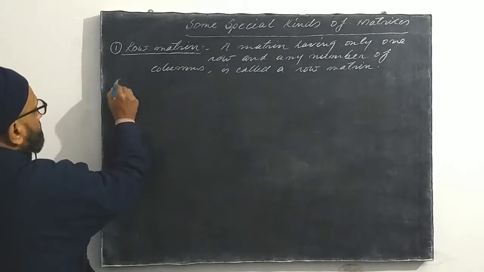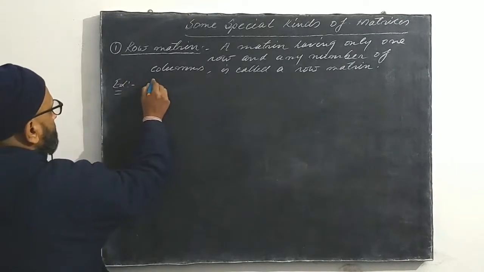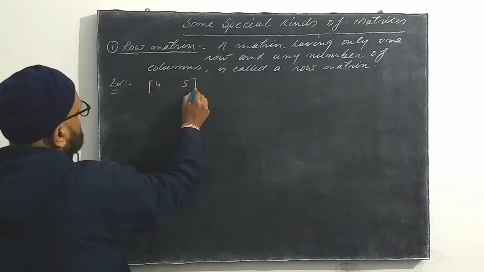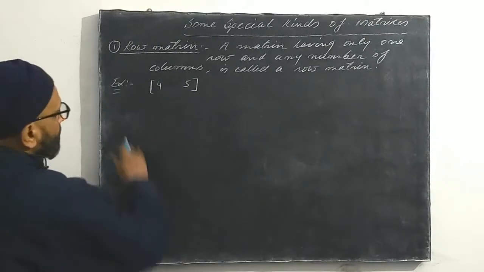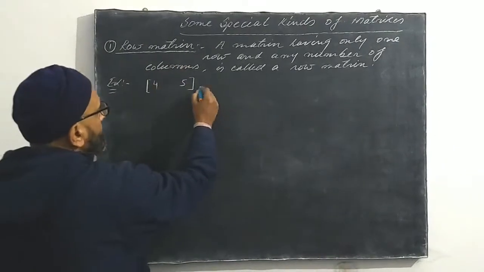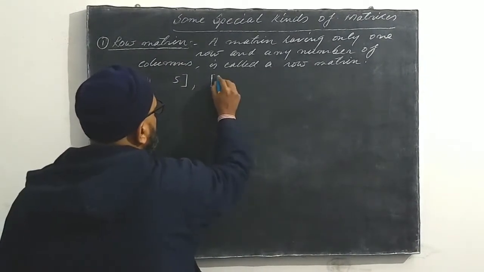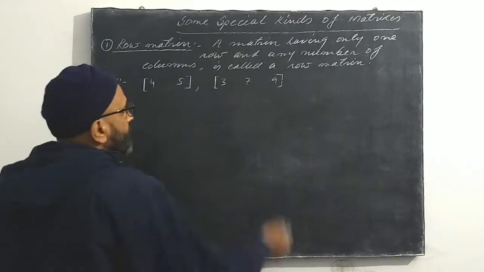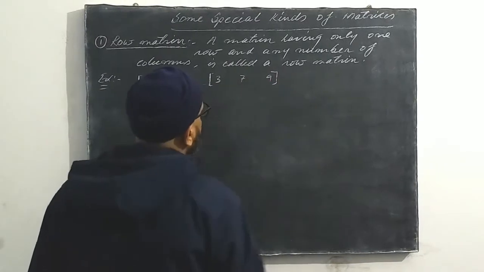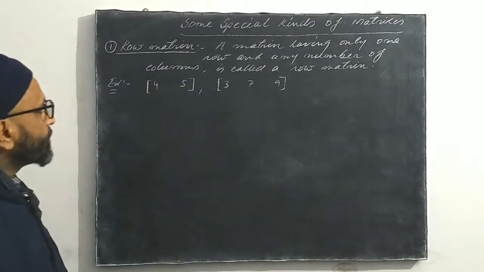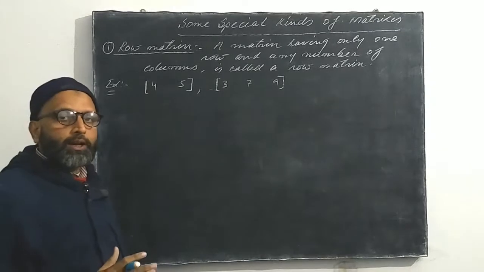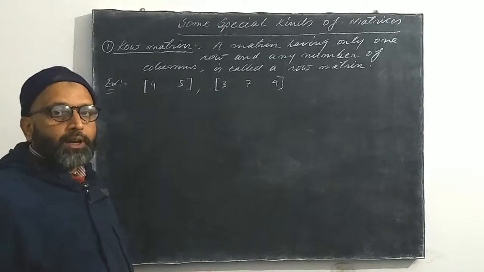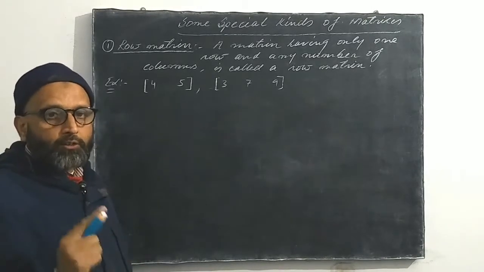For example, this is a row matrix because it has only one row and two columns, 3, 7, 9. This is also a row matrix because it has only one row and three columns. So a matrix which has only one row and any number of columns. Columns may be 1, 2, 3, 4, 5, but there should be only one row. That is called a row matrix.